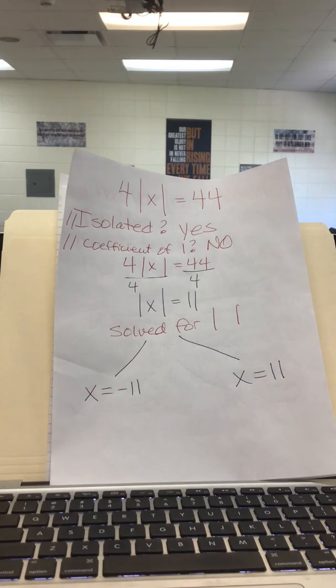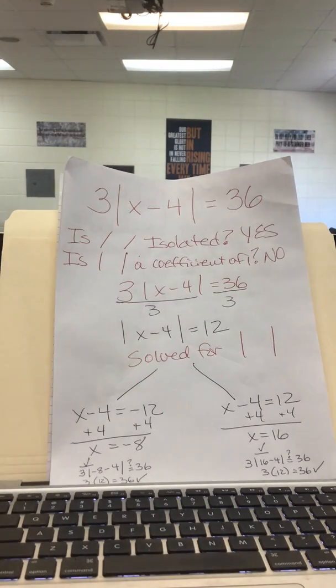Here we're going to have to isolate and get a coefficient of 1. However, remember that when we do absolute value equations, we are isolating and getting a coefficient of 1 on the entire absolute value. So when we look at 3 times the absolute value of x minus 4 is equal to 36, are the absolute value bars isolated? Yes, they are. Even though there's that subtraction, it's inside the absolute value bars, and we cannot break those yet. We have to solve for them intact. So it is already isolated.